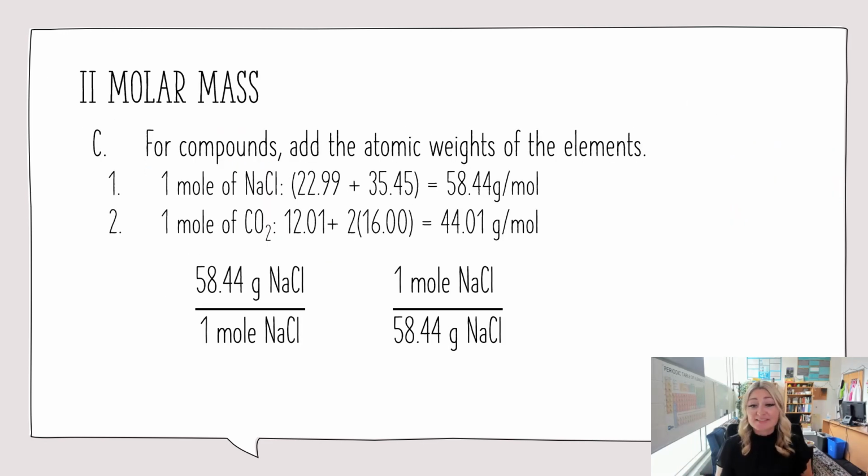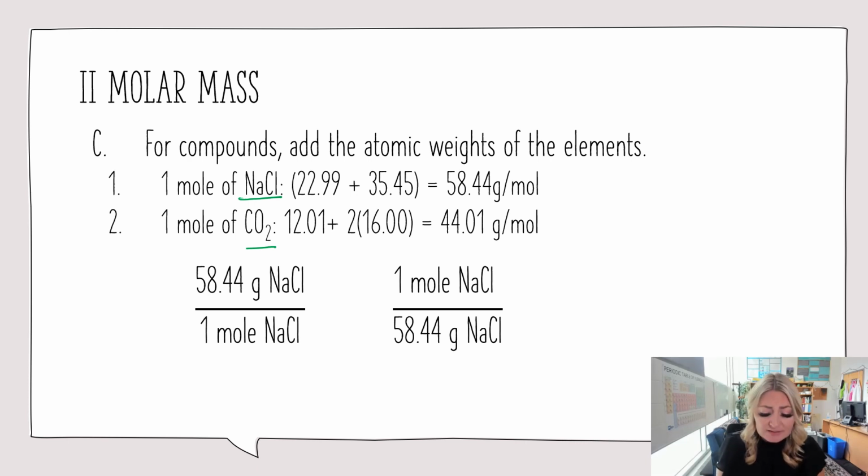Let's take a look at some examples. For instance, we have some compounds written below: sodium chloride and carbon dioxide. To find out what the molar mass is, and therefore what's equivalent to 1 mole of these substances, we're going to add the atomic weights of the elements from the periodic table.